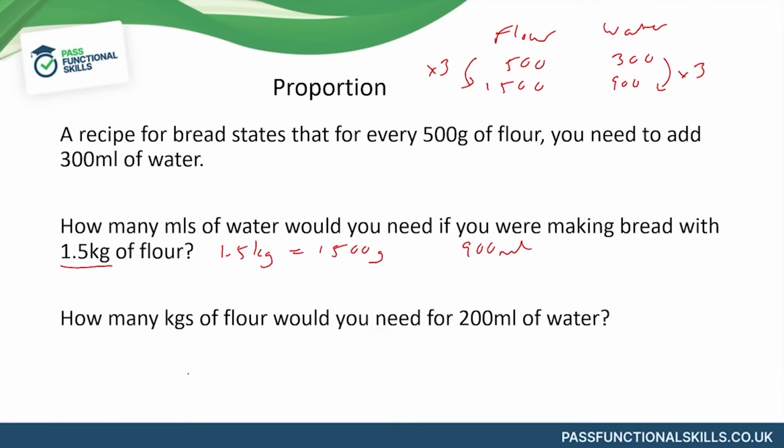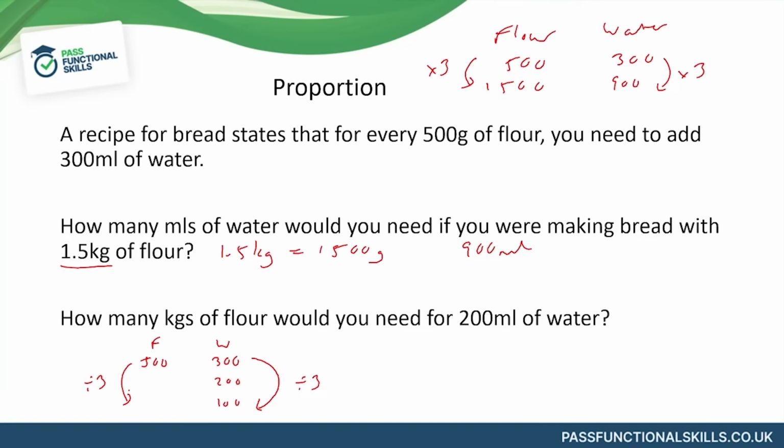This next example is fairly similar, although it's a bit of a fiddle. Again, we know that flour to water is 500 to 300, but we want to use 200 ml of water. Now, if you're struggling to go from 300 to 200, you might be thinking, what do you divide by to go from 300 to 200? You might want to turn it into what do you do to go from 300 down to 100? So to go from 300 to 100, you would divide by 3. So if I'm using 3 times less water, I need 3 times less flour as well.